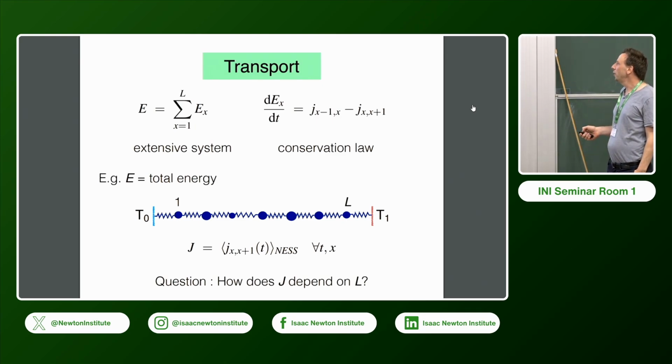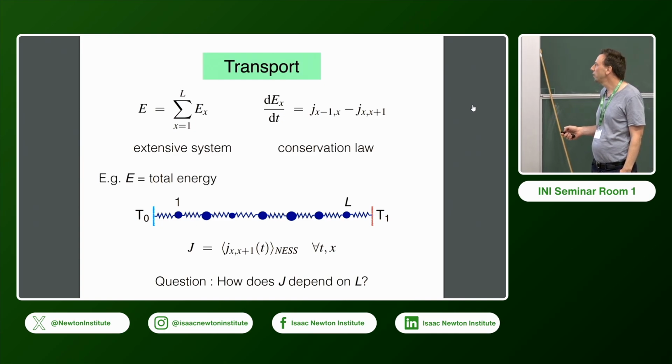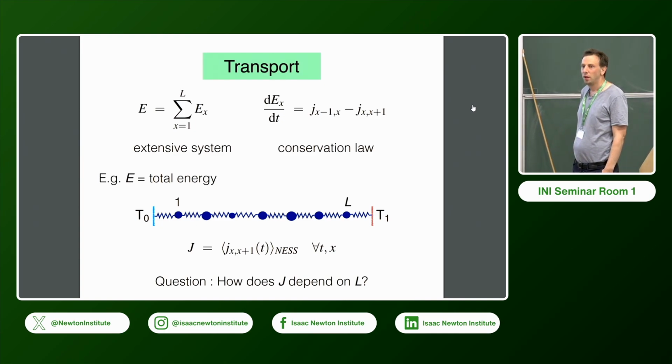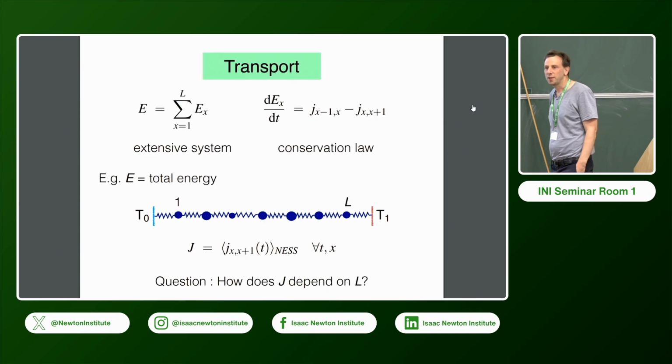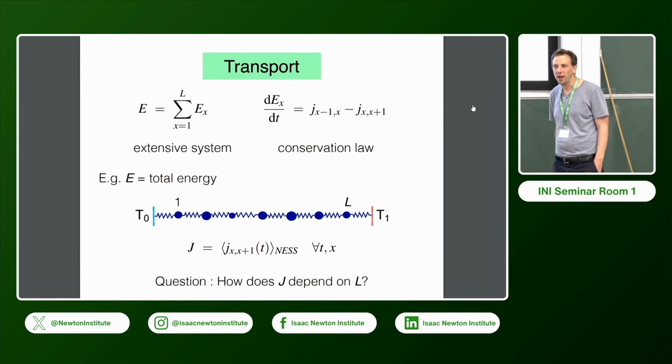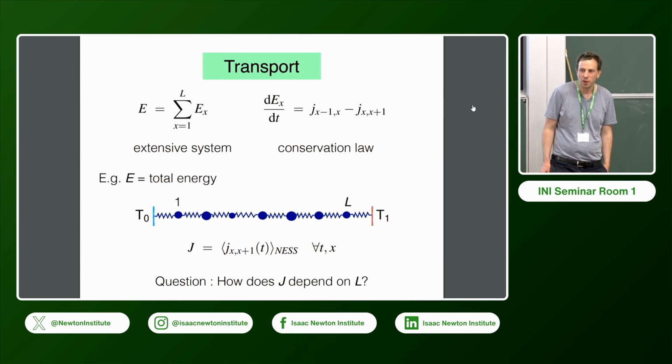And so you imagine that here you have some cold temperature, T0, and here you have some higher temperature, T1, and there will be a flux. So the reservoirs are meant to be infinite, right? So there will be a persistent flux of energy that will flow from the hot part to the cold part. And exactly like this morning, you expect that a non-equilibrium stationary state will be reached.